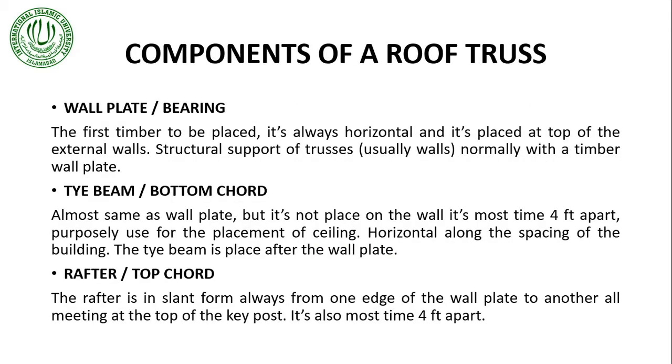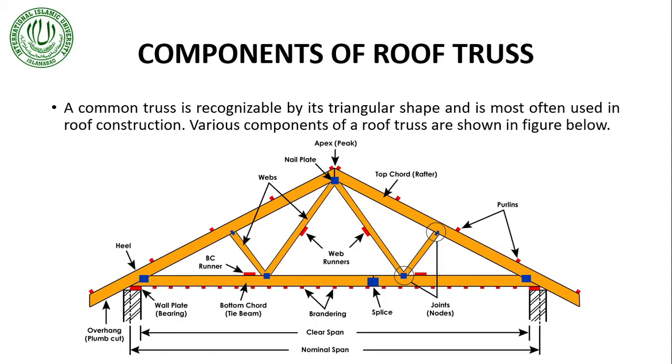Next is the tie beam or bottom chord, almost the same as the wall plate. It's not placed on the wall. It's most times 4 feet apart, purposely used for the placement of the ceiling. Horizontal along the spacing of the building, the tie beam is placed after the wall plate. So where is the tie beam here? Here it is. So this is the tie beam. This beam is actually connecting one wall plate to another wall plate.